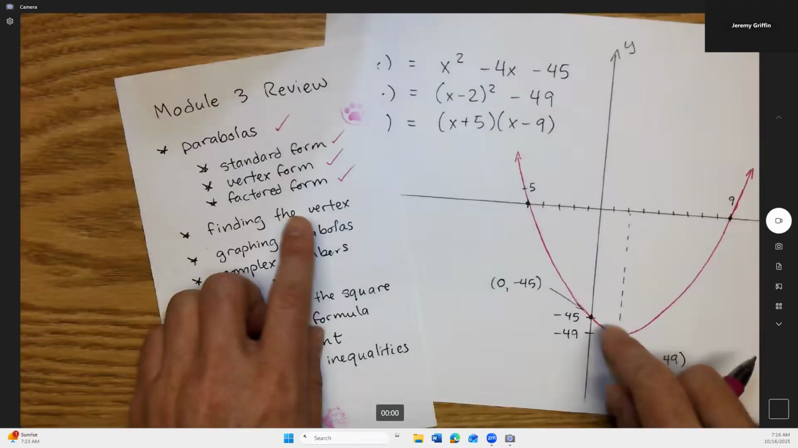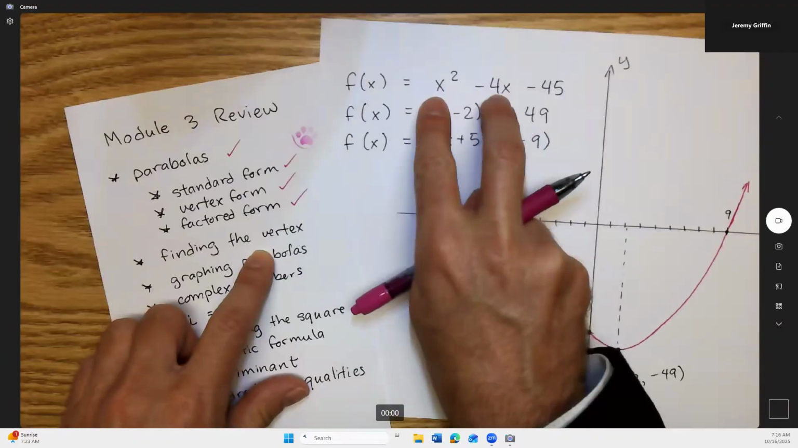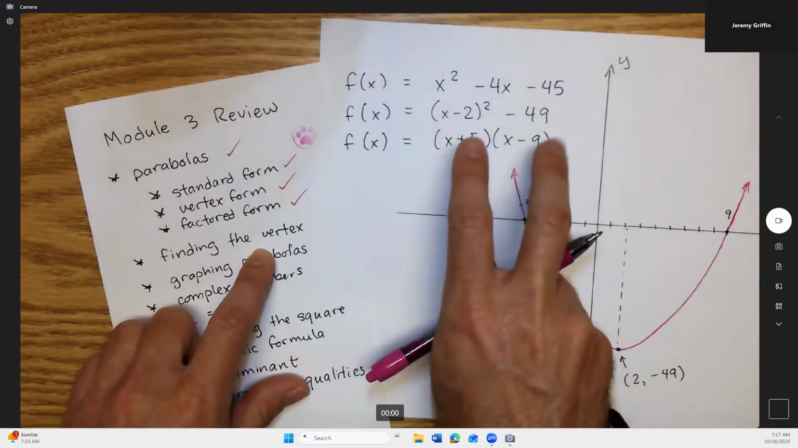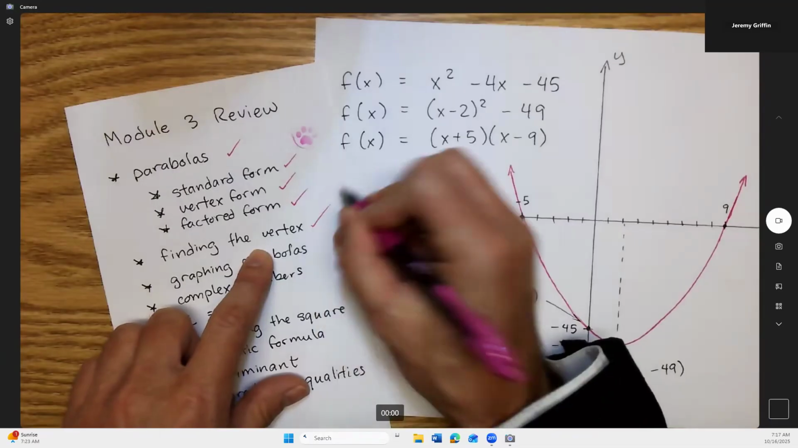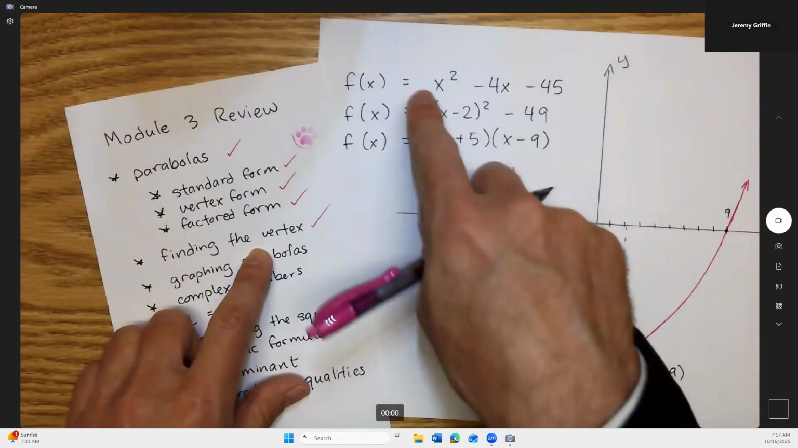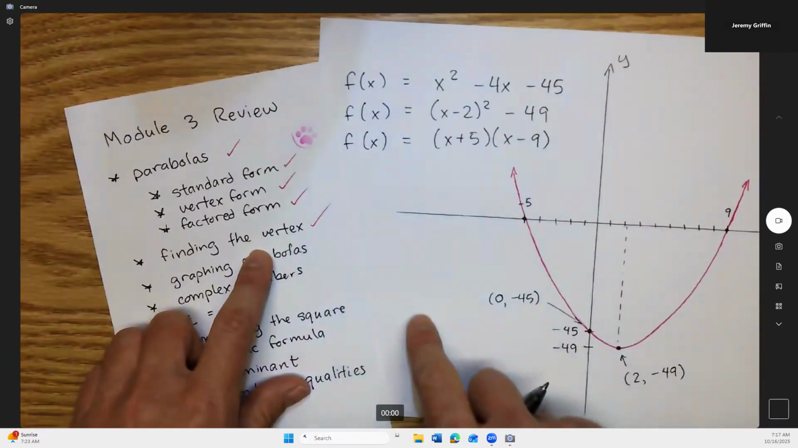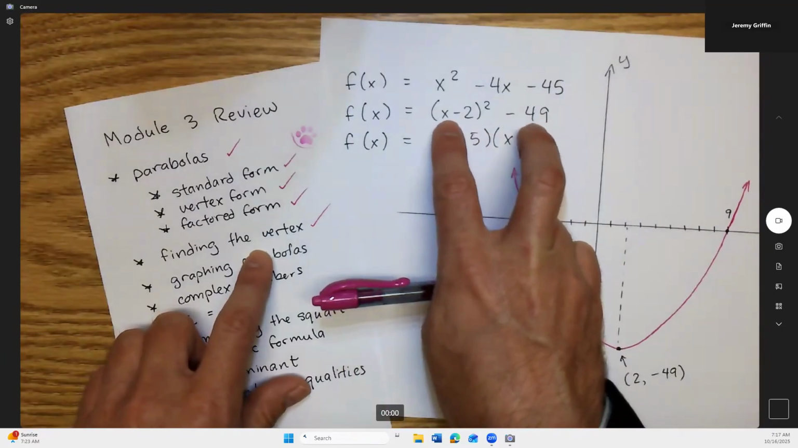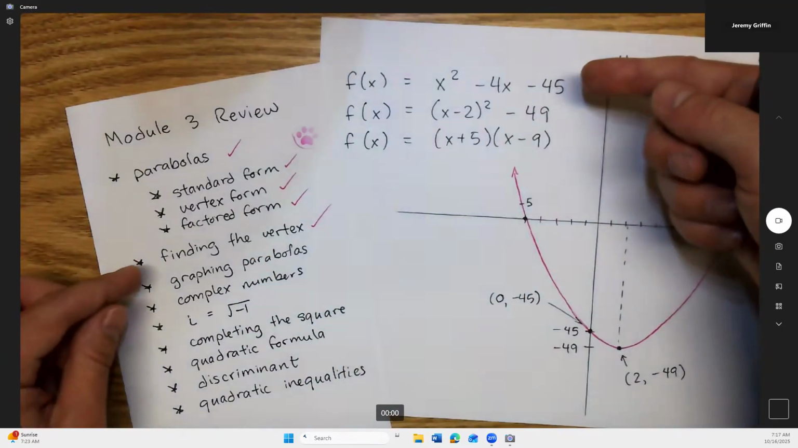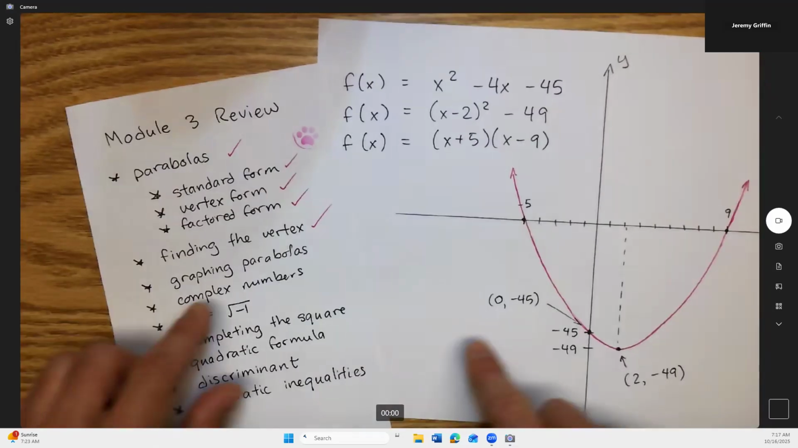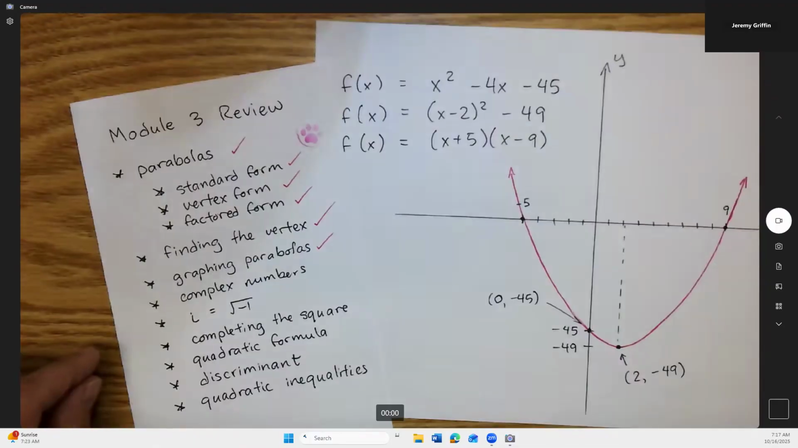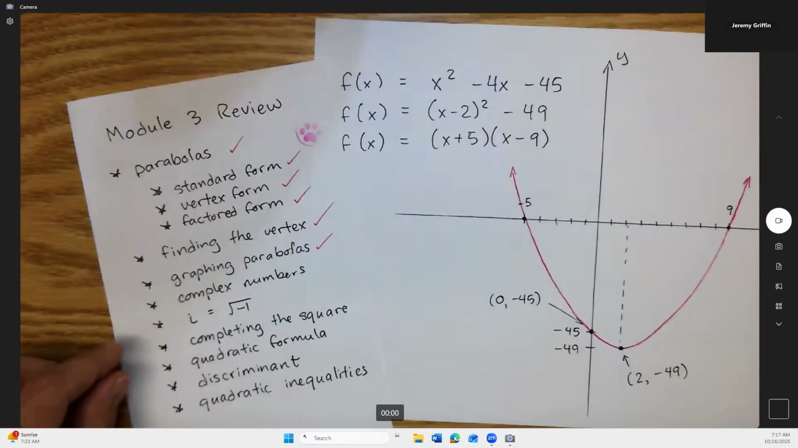I'll show you how to find a vertex. You can either do negative b over 2a from standard form, or you can find the average of the x-intercepts, then plug that x value into the equation and find the y value. And of course, vertex form gives it to you almost directly, negative 49. So that's how you can find a vertex from any one of those. I also showed you how to create a table and graph this multiple ways. Check.